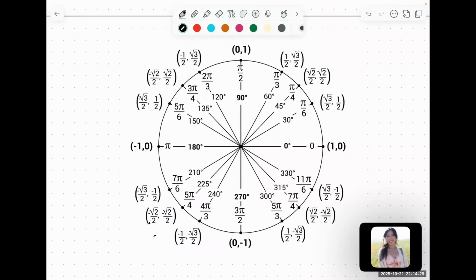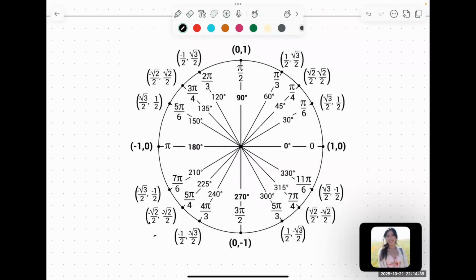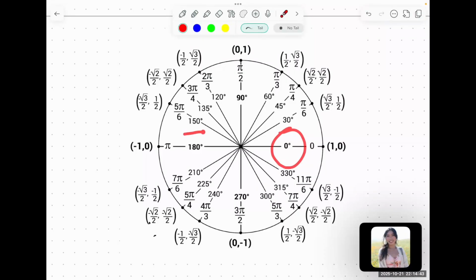So this is called the unit circle. And as you could see, we have both degrees and radians on here. So these are the degrees, and then we have the radians over here on the outside. And although it looks kind of chaotic at first, it's really actually simple to understand.